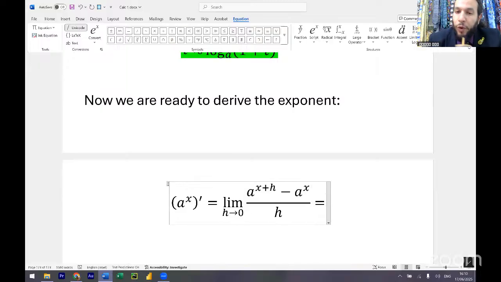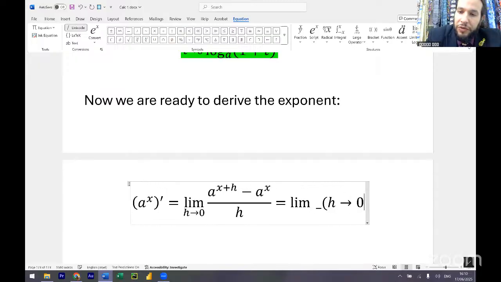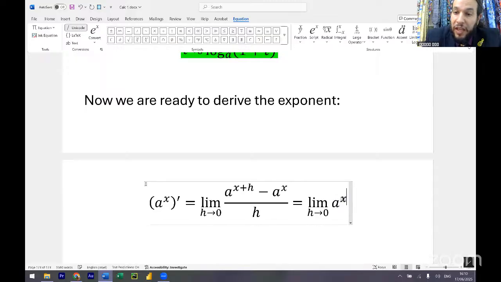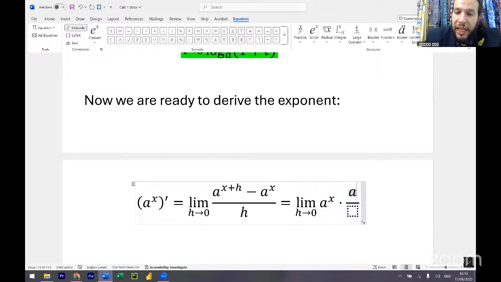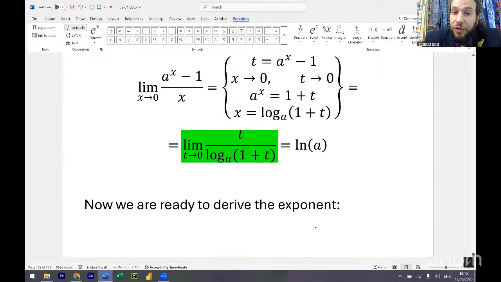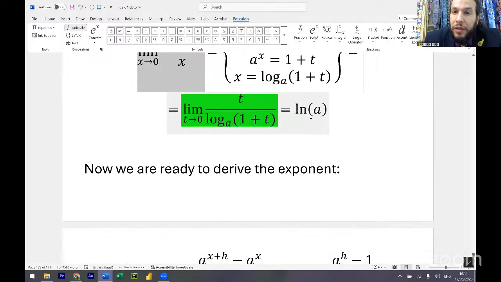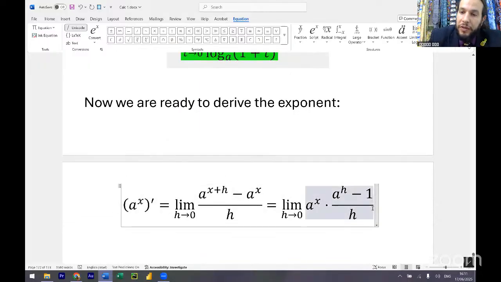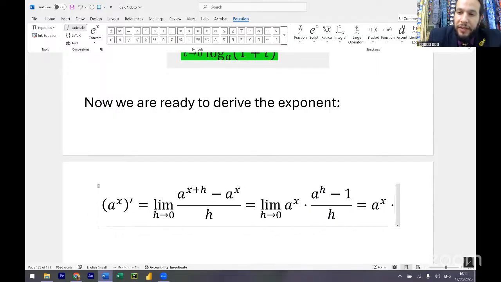Who can tell what the next step will be? Look at it algebraically. What should we do? Take out a to the x. Exactly. That's the limit as h goes to 0 of a to the x times a to the h minus 1 over h. But that should ring a bell. What is the limit of a to the h minus 1 over h when h tends to 0? That's exactly ln of a. So that equals a to the x times ln of a.